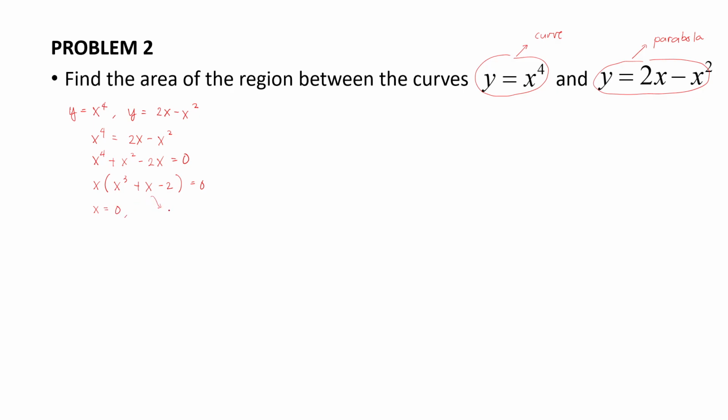try using your calculator in getting the roots of a third degree polynomial. So try searching it in your calculator. Ax cubed plus bx squared plus cx plus d. And you will get the roots of x. So the answer is just two roots, 0 and then 1. So probably there are four roots, but the other roots are repeating. So 0, 1.